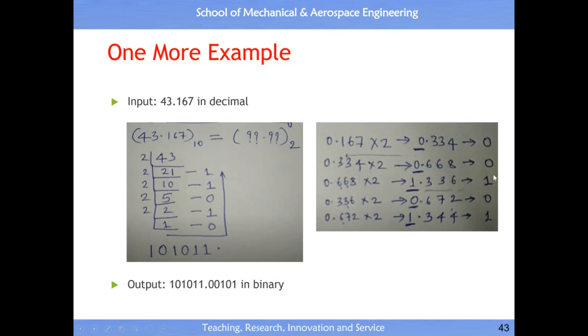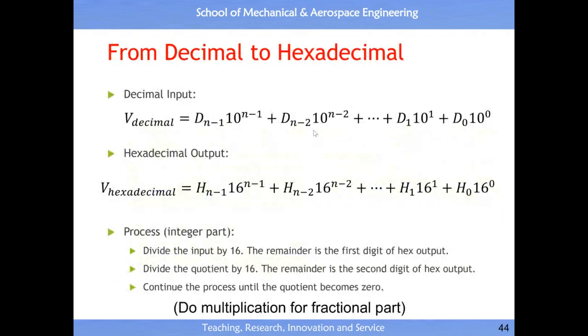So this is position -1, -2, -3, -4, -5. And this is position +1, +2, +3, +4, +5, +6. You put them together, and you get this result. So you practice, then you know the procedure well. If you follow the procedure, you can do the conversion. So next one, how about conversion from decimal to hexadecimal? The input is a decimal number, and the output is a hexadecimal number.